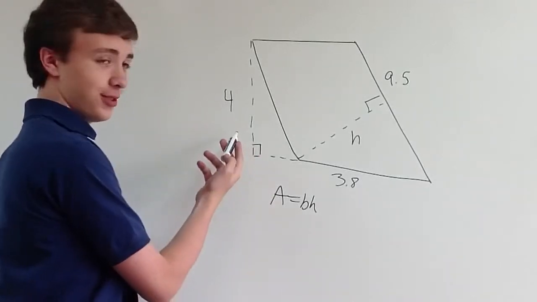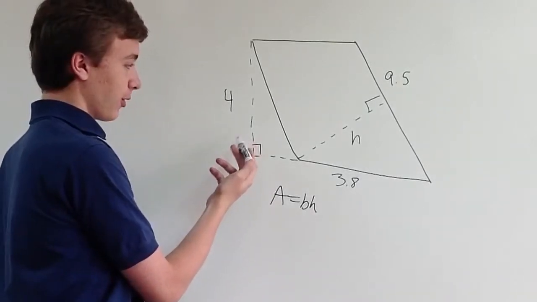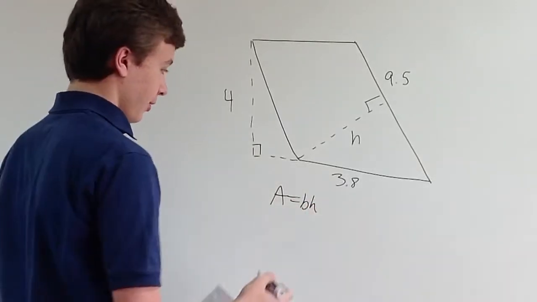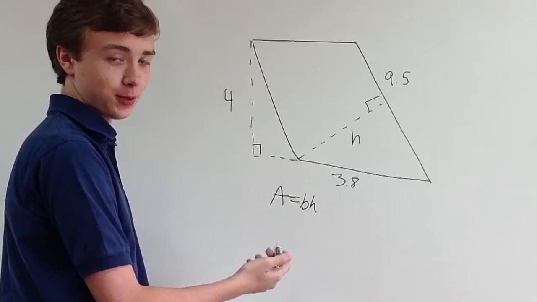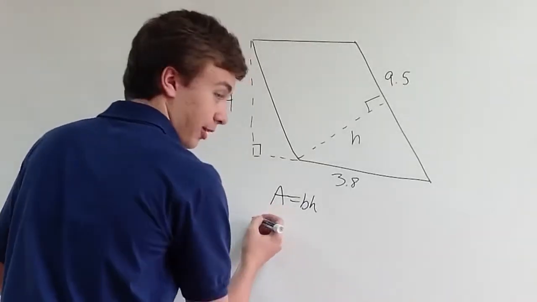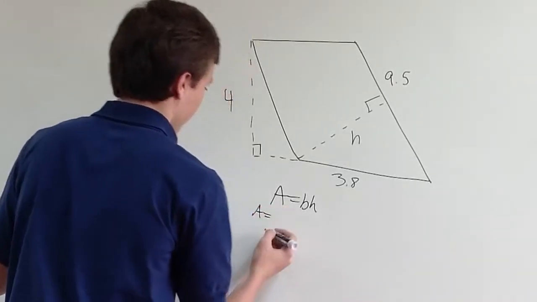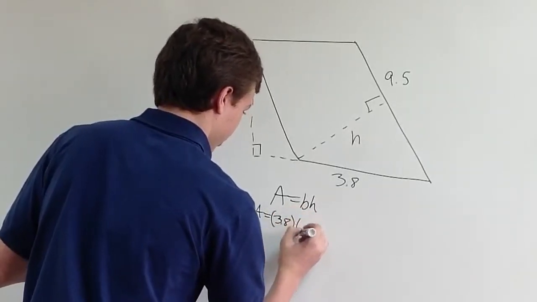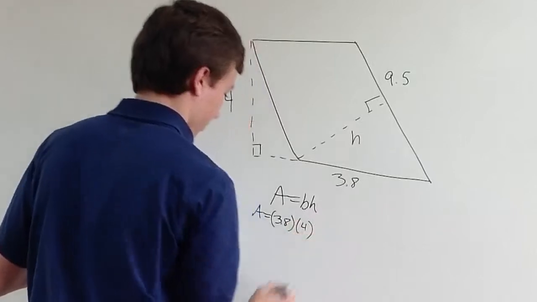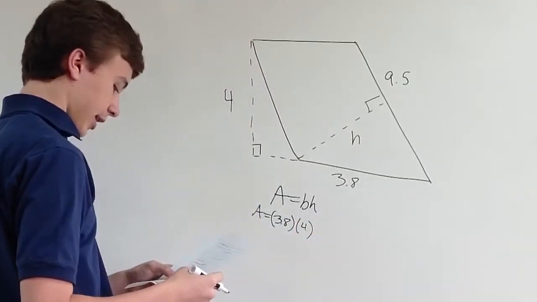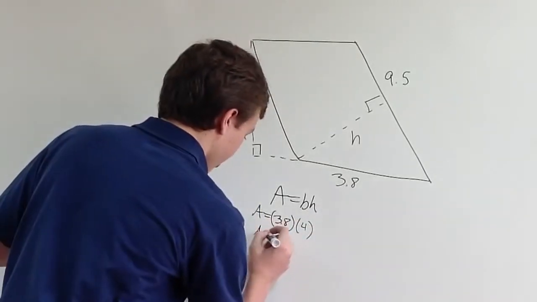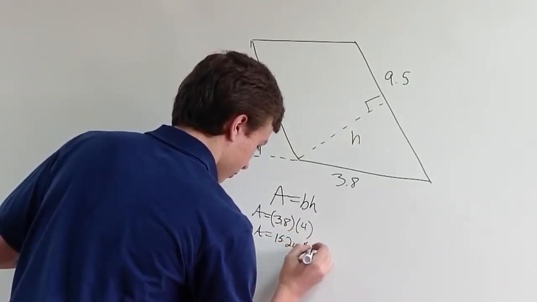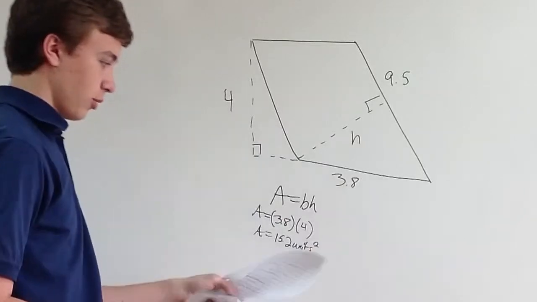So, as you can see, we are given the altitude 4, and the base 3.8, which we can use to find the area. So if you use the formula, area equals base times height, and just plug in your numbers. And that will equate to 15.2 units squared.